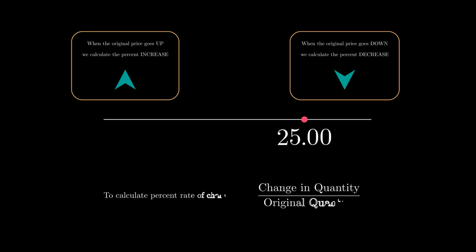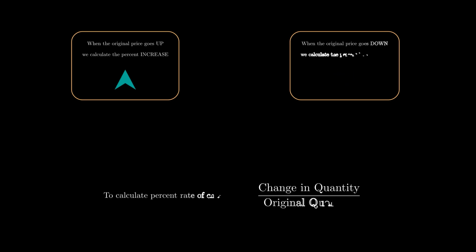Now let's move on to the steps to calculate the percent rate of change. The formula to calculate the percent rate of change is the change in quantity divided by the original quantity. The change in quantity is the difference between the new quantity and the original quantity. So let's go through an example scenario to understand this better.